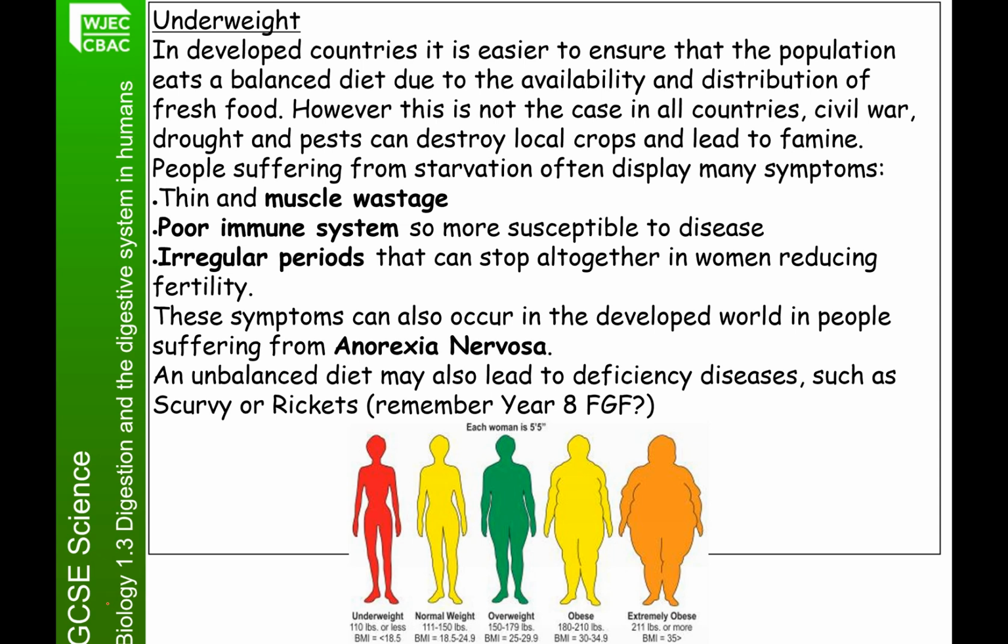So when we're thinking about an unbalanced diet, there can be a number of different consequences, and it depends in which way the diet is unbalanced. If people are not getting enough food, then it can lead to them being underweight. In developed countries like the UK, it's quite easy to ensure that the population is able to eat a balanced diet. We've got good availability of food and a good level of distribution of fresh food. Obviously, that's not the case in all countries. If a country has had a civil war, a drought, or potentially pests eating the crops, that can lead to famine.